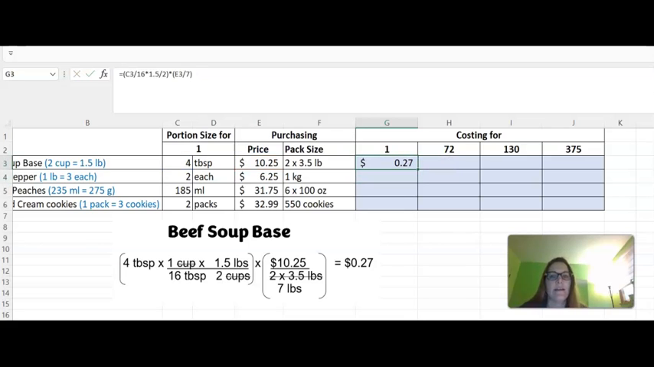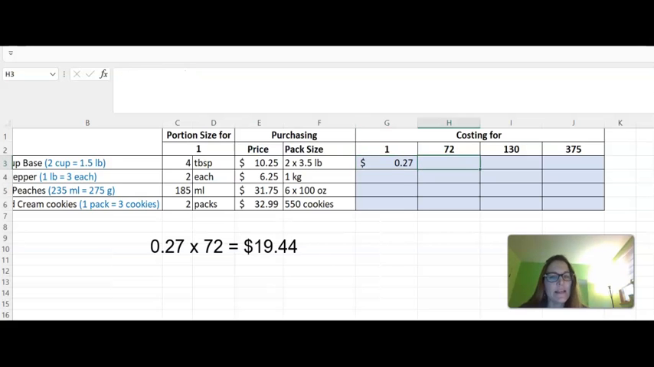But we're actually not done here. I'm going to skip ahead a little bit here just to show you why we're not done with our 27 cents. So if we were to calculate this for 72 portions, we'd have to go equal sign, and then we'd have to click on our 27 cents, and then we're going to multiply by our 72. So we click on that cell, and then we press enter. So you can see here that we get $19.77, but when we do our written calculation here, the actual number is $19.44.